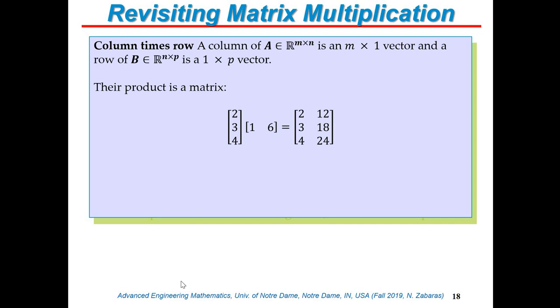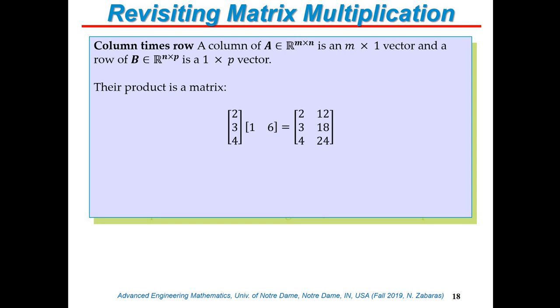In this case, the row of B that we use is 1 and 6. So this is 2 times 1 and 6, this is 3 times 1 and 6, and this is 4 times 1 and 6. So the column space involves multiples of the column of A, and the row space involves multiples of the row of B. So this special matrix that we get by multiplying a column vector with a row vector is nothing else but a matrix that has rank 1.